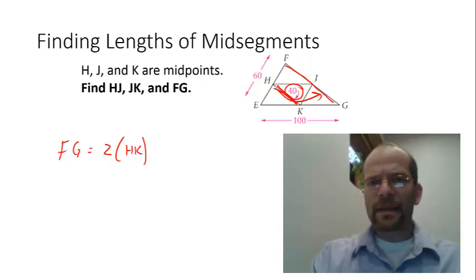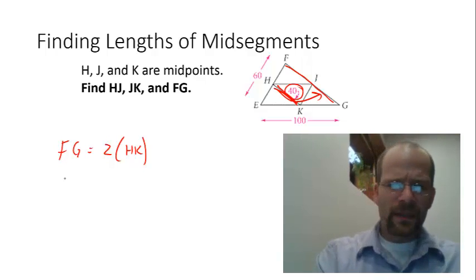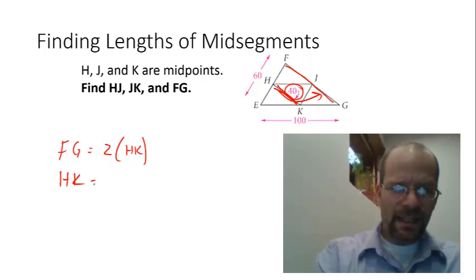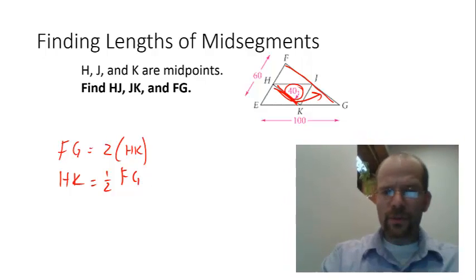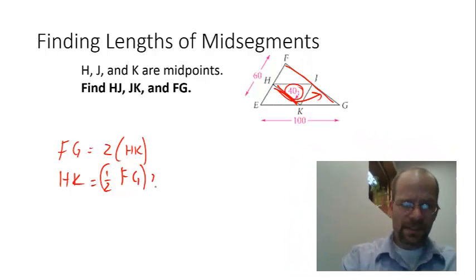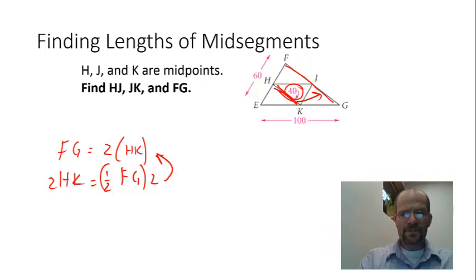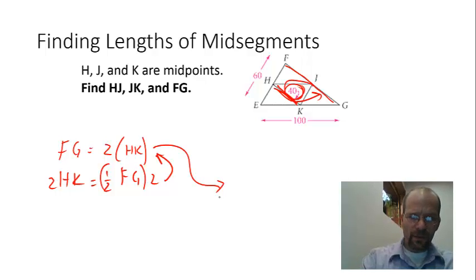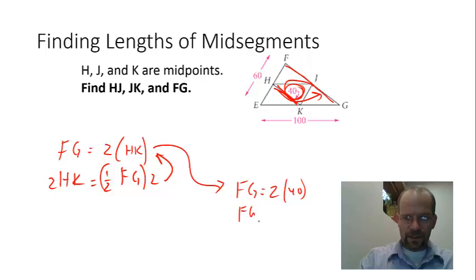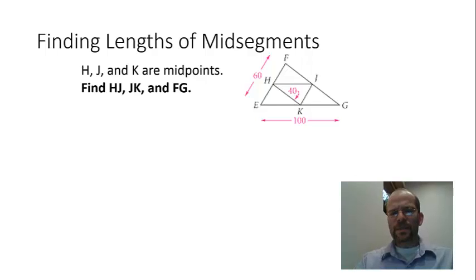Now, let me just talk about that real quick. If you wonder, well, where did that come from? To state it a little bit differently, HK is equal to 1/2 FG. So if we want to solve this for FG, we just multiply both sides by 2. And we end up with FG equals 2HK. All right, HK is known to be 40. Therefore, FG equals 2 times 40, and therefore FG equals 80.